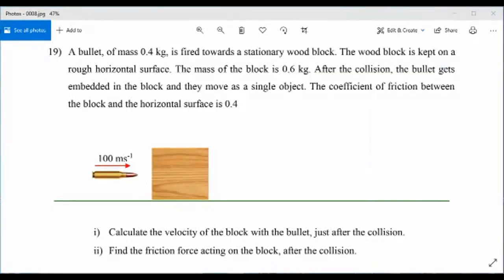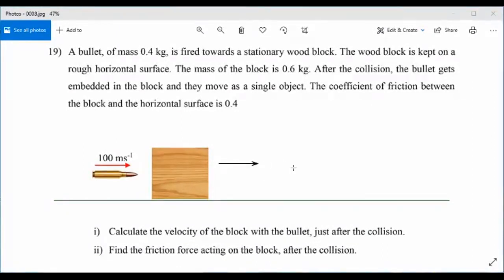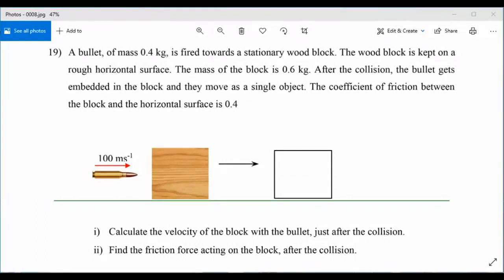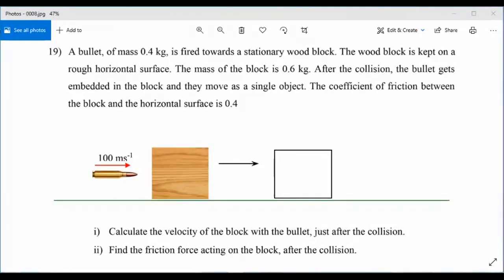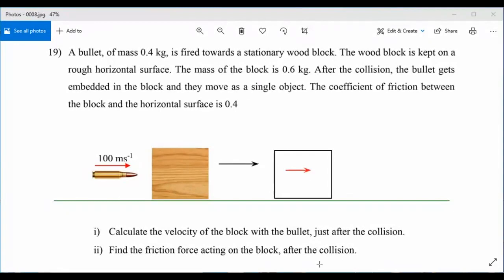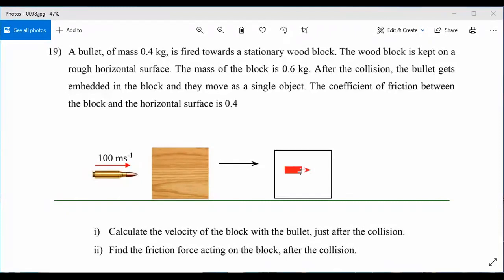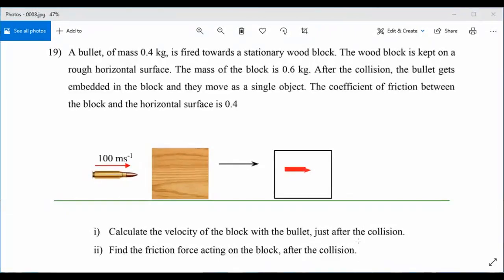So if we consider the situation after the collision, there will be the block, and there will be a bullet in it. Let me use a different color pen. The bullet will also be there. I just use an arrow to indicate the bullet. So gets embedded means the bullet will be inside the block. That's the meaning of gets embedded.